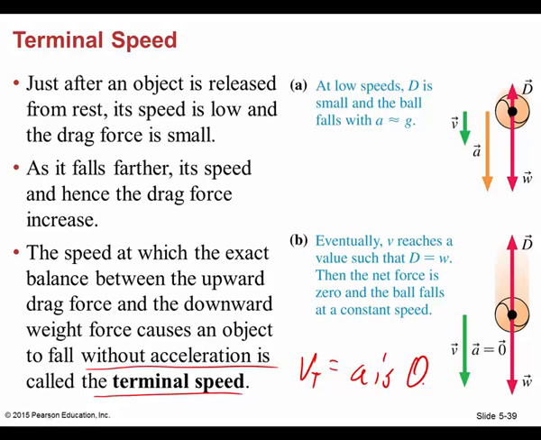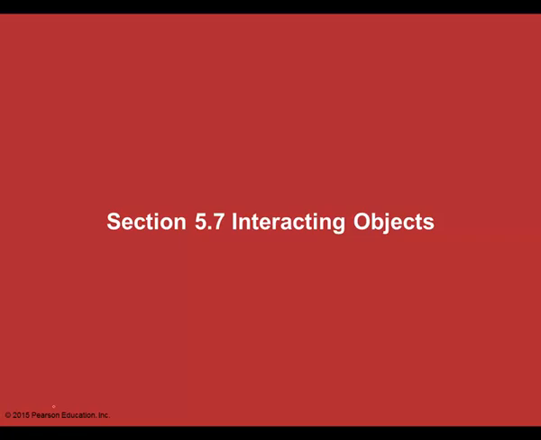So as an object is falling through air, when the drag force is equal to the weight of the object, right here, then you have no acceleration. All you have is what is called terminal velocity, okay?